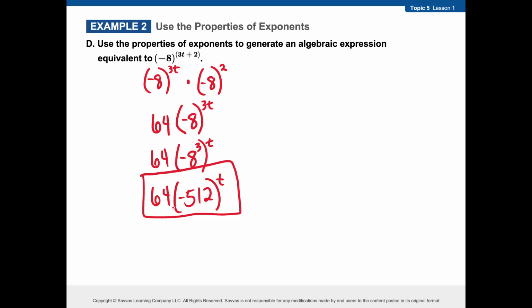I would never be able to multiply these two numbers together because you cannot multiply without doing your exponent first, and I do not know what t equals, so therefore I am done at this point. That would be my final and complete answer. So now we have a triad of all four of these type of problems.